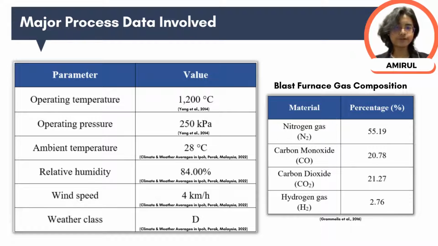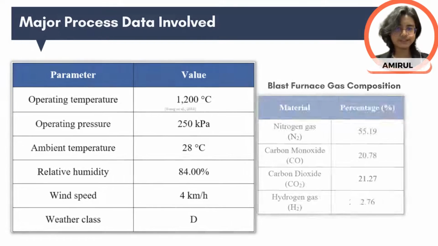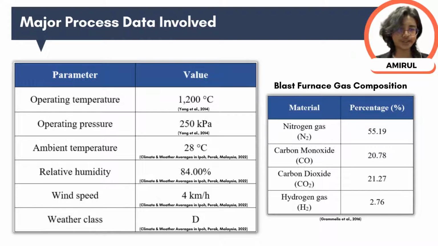The data of the surrounding found were 28 degrees Celsius for ambient temperature, 84% relative humidity, 4 km per hour of wind speed and Class D weather. The hazardous material that will be studied is the blast furnace gas, or BF gas, consisting of nitrogen gas, carbon monoxide, carbon dioxide and hydrogen gas.